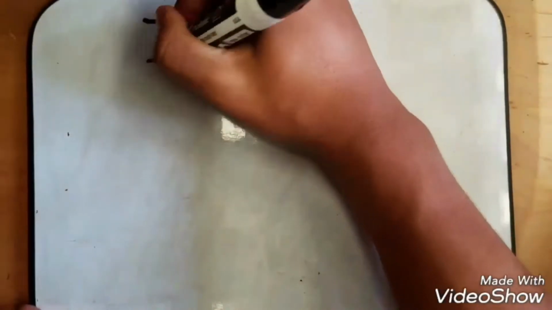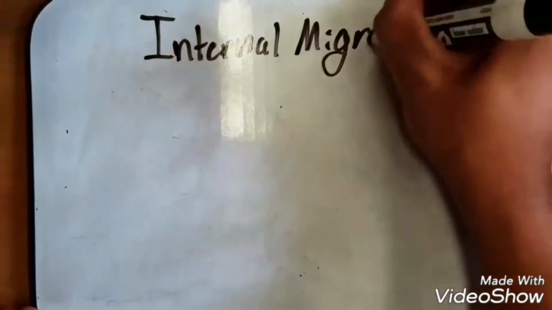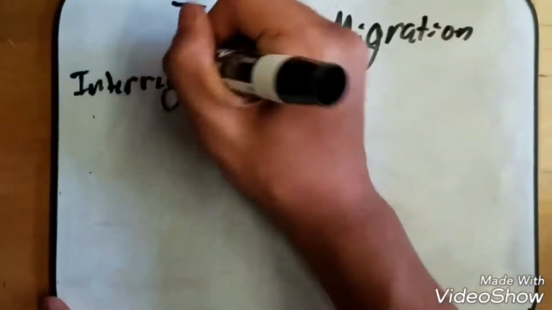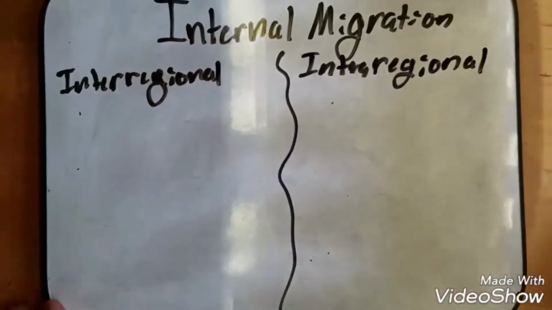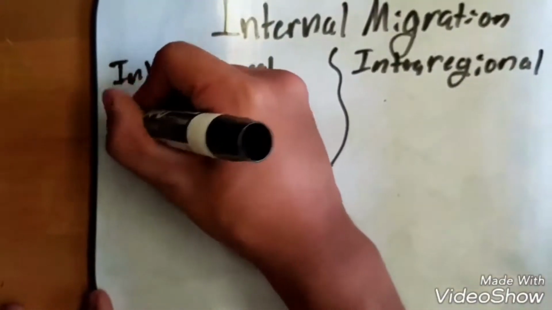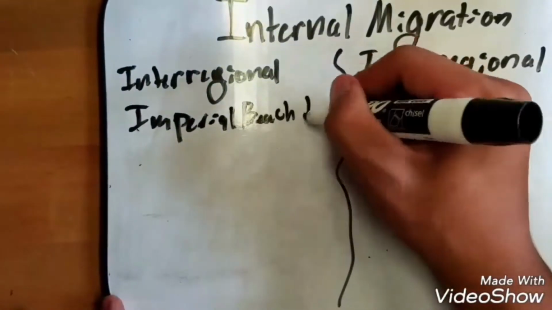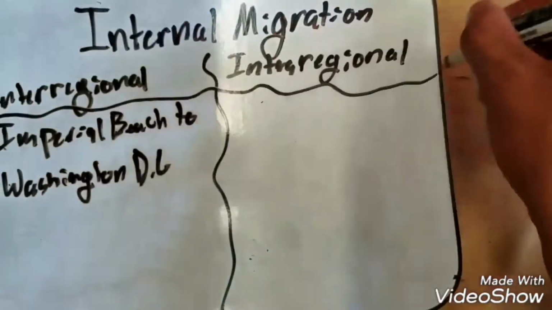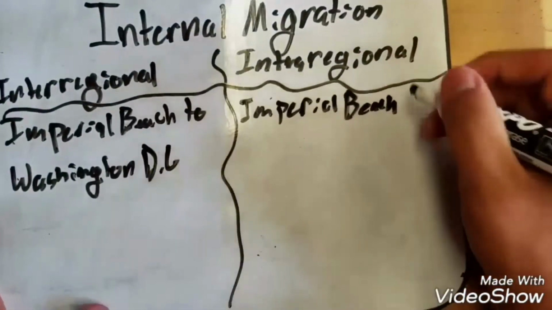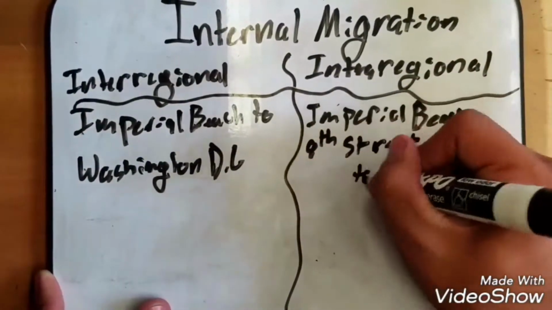There are 2 types of internal migration. There's interregional migration and intra-regional migration. Interregional migration is movement from one region of a country to another, and intra-regional migration is movement within one region. An example of interregional migration is moving from Imperial Beach to Washington, D.C. An example of intra-regional migration is moving from within IB to another location within IB.